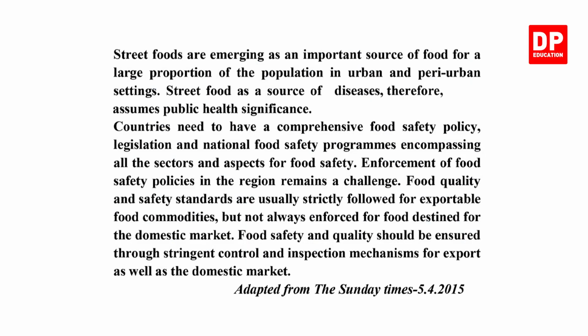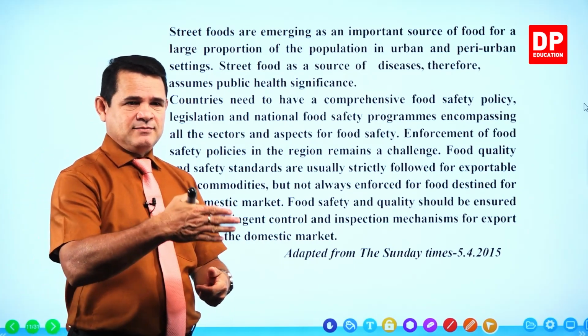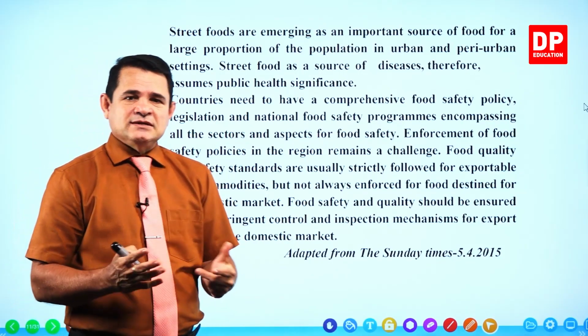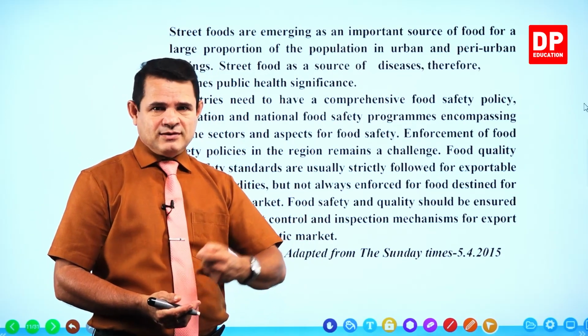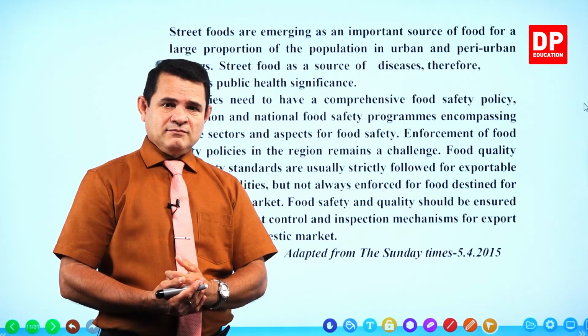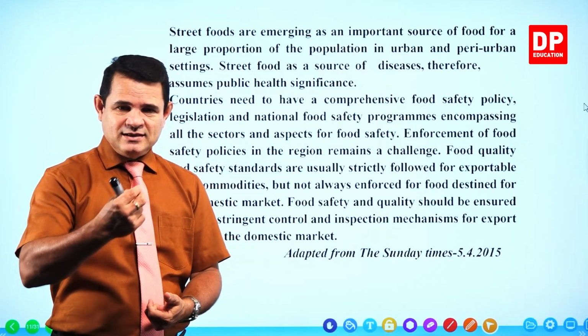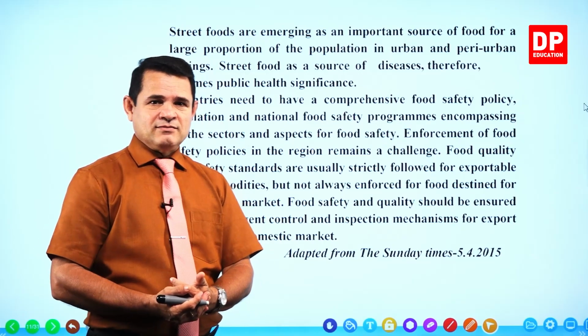Street foods are emerging as an important source of food for a large portion of the population in urban and peri-urban settings. Right? Street food, food that we buy on the street. On the sides of the road there are food items sold. It can be certain food that you buy and go and cook, maybe vegetables, which you take home and cook. But there are certain things that you buy and eat on the road itself, something maybe short eats, vadei, that sort of food items. Right, that sort of things.